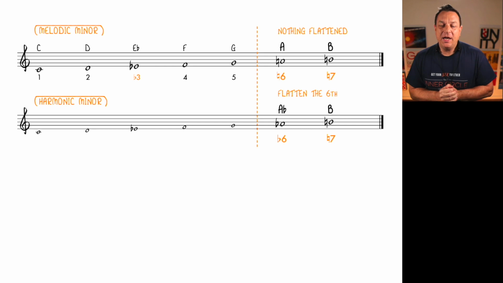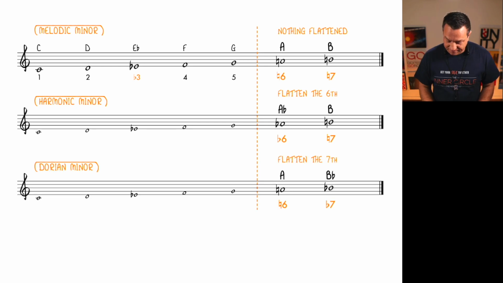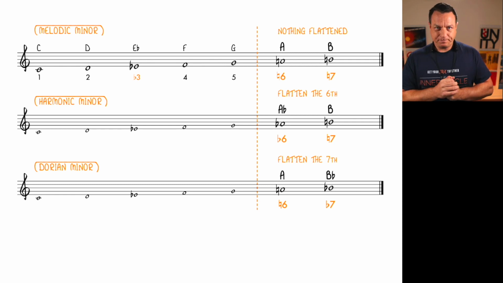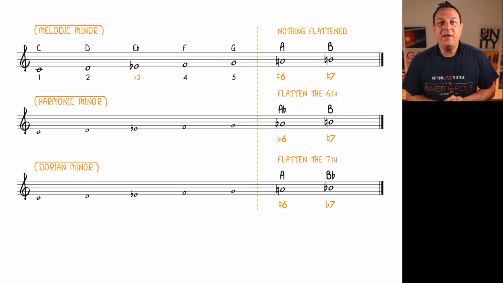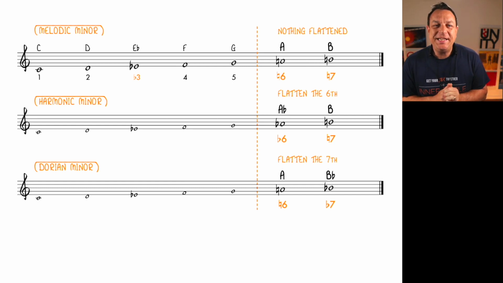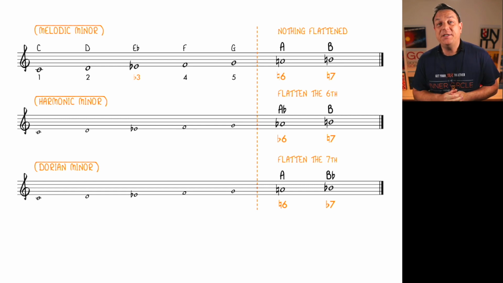The next one is a Dorian minor. So we've got the first 5 notes, but this time we've got a natural 6 and a flattened 7th. And the Dorian minor scale is actually a mode of the major scale. It's the second mode of the major scale. I'll put a link in the description for my video on modes, which means that if you were playing what I'm playing, which is C minor, I'm actually using a B flat major scale starting on C, okay?